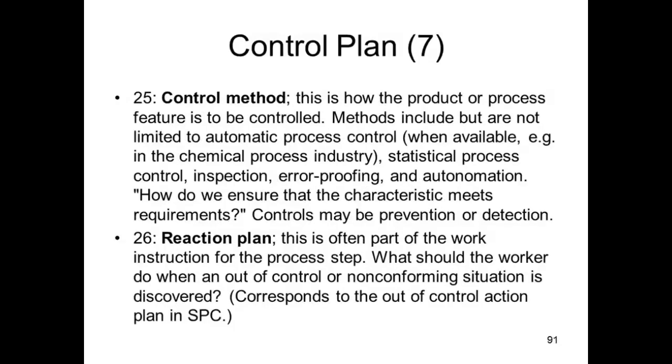Control method: this is how the product or process feature is to be controlled. Methods include, but are not limited to, automatic process control, which is usually how they do things in the chemical process industry, statistical process control, inspection, error proofing, automation. Basically ask, how do we ensure that the characteristic meets requirements? That's what we ask in the context of the control method.